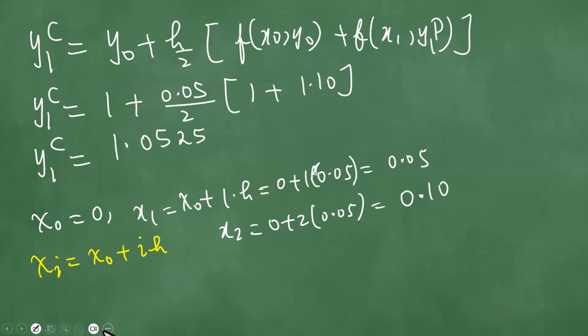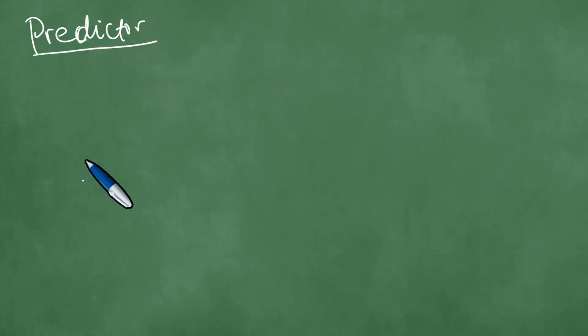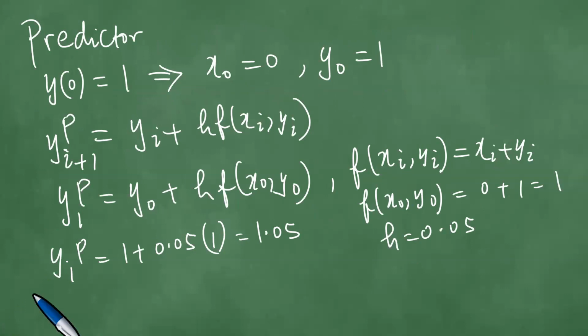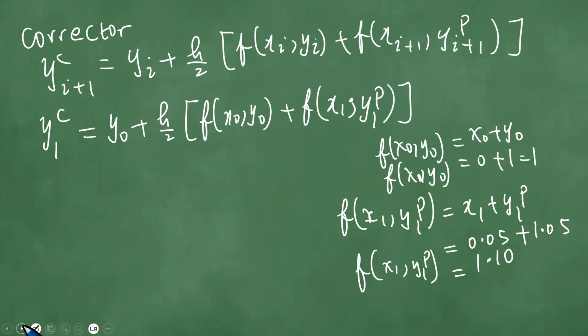Why do we stop here? Because that is the range given at the beginning of the question. We did everything up to x1, so up to y1 corrector, so we must proceed now and do the predictor again. The predictor was done to give us the y1, and now we need the y2.